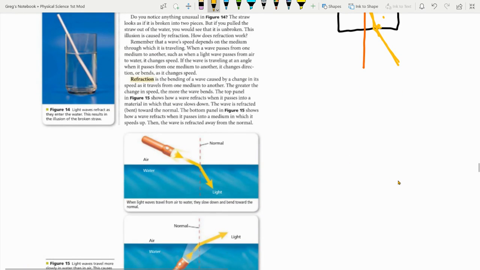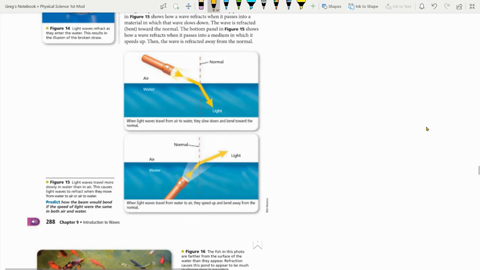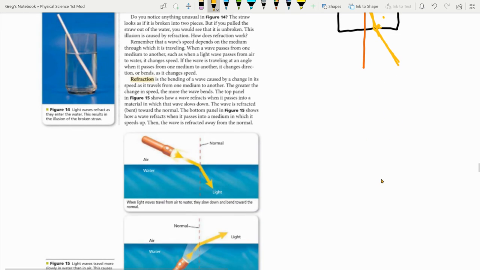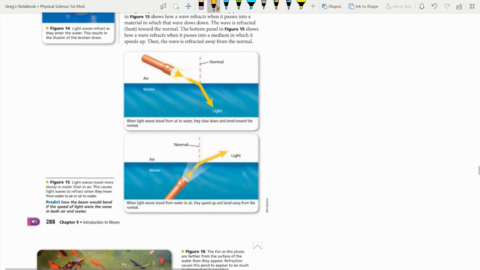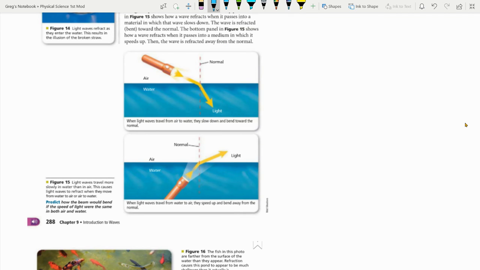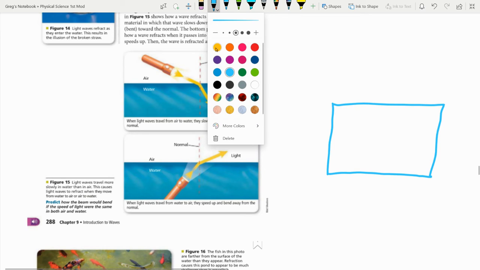Now, in this case right here, let me just redraw this. Maybe it'll help if I redraw it a little bit. I'm going to change my block of glass to a different color. So here's my block of glass. I know this is showing water, so it might be a little confusing, but I'm going to show you what happens.